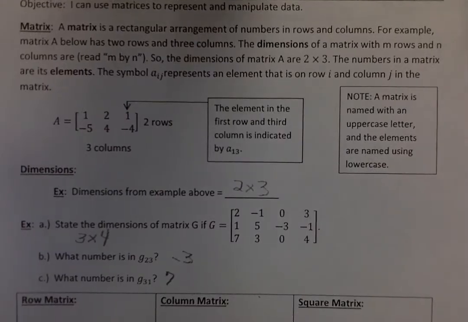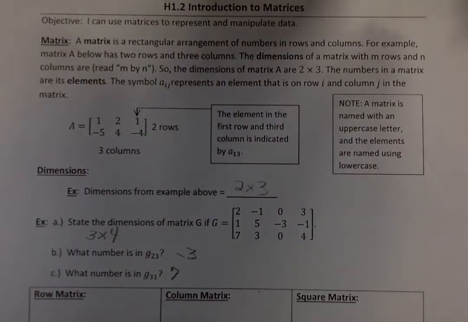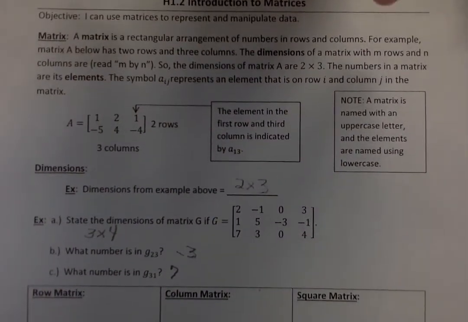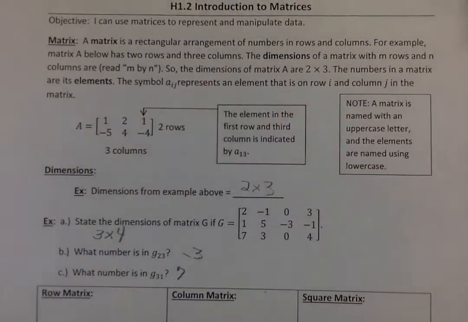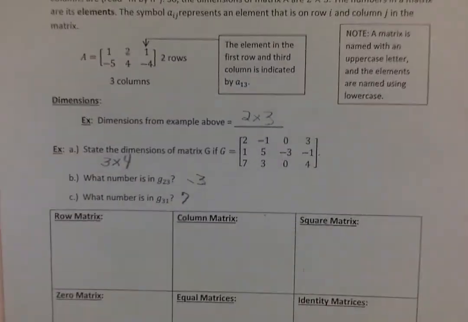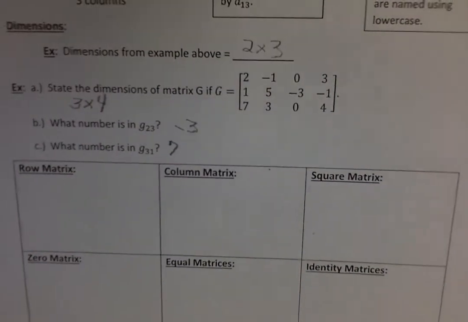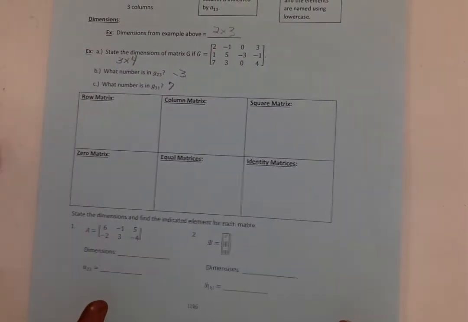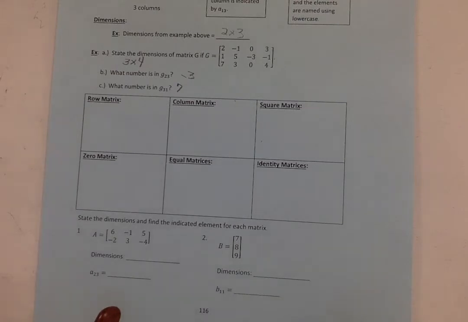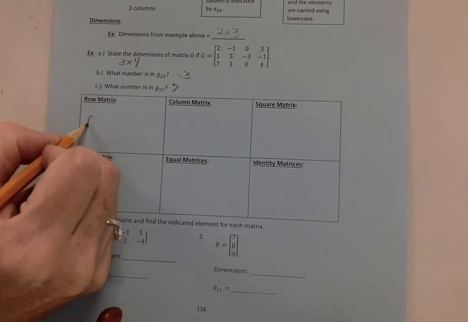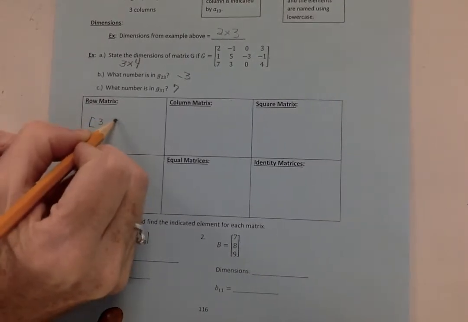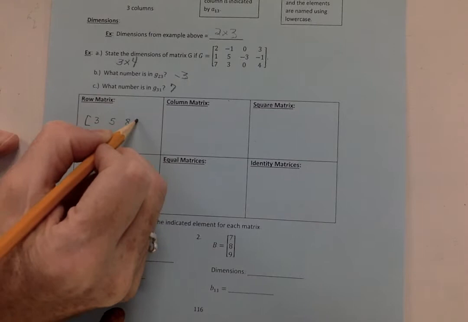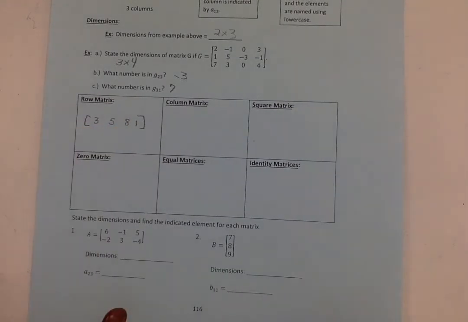Okay? Now we have some different types of matrices here, with a row matrix and some different ones named here. I'm going to go ahead and scoot that back just a little bit. And I believe you can still see that, okay? So a row matrix is all one row. So we have this, and we can put 3, 5, 8, 1. Okay, that's a row matrix.